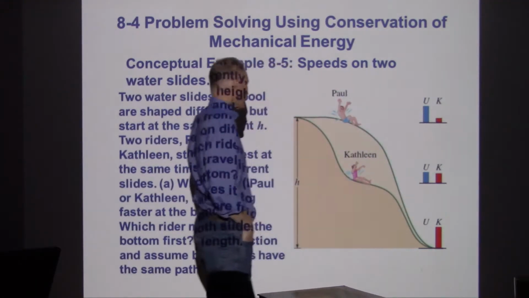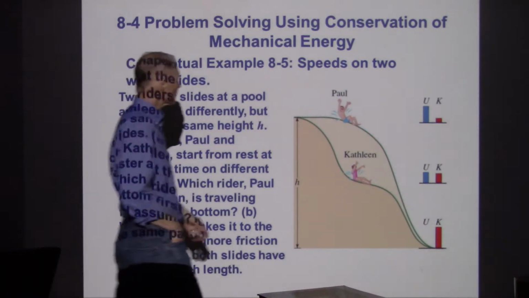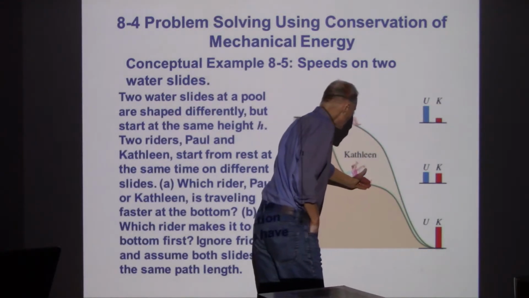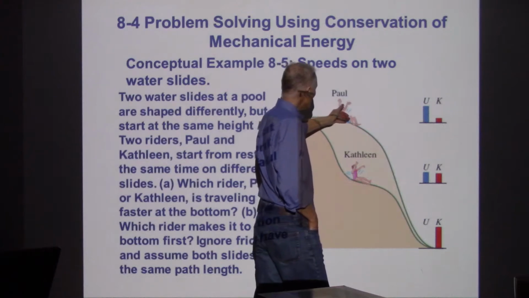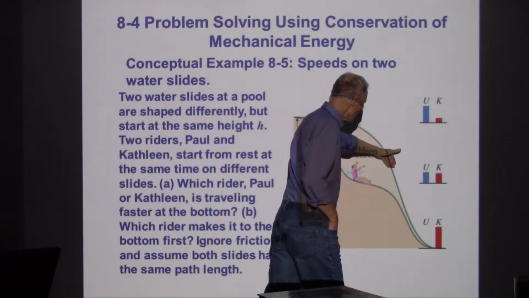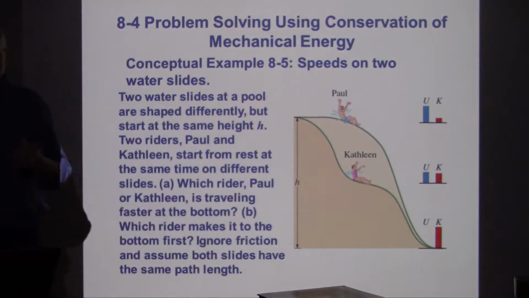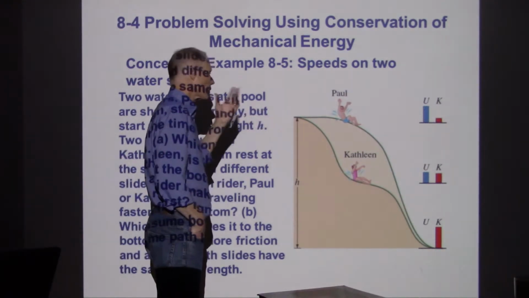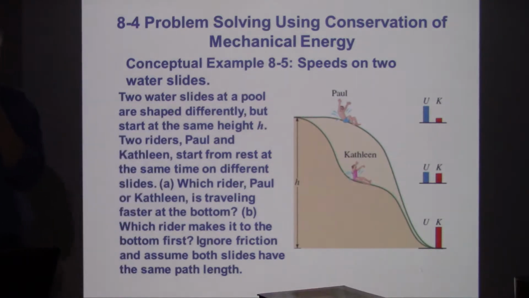It actually looks like her path is maybe the same total distance traveled. But in any case, she's going to be traveling much faster early on. Paul, it looks like, is not going to really be starting to pick up speed until here. So Kathleen's going to spend her time going faster than Paul. And so as a result, we're expecting Kathleen's going to reach the bottom first.